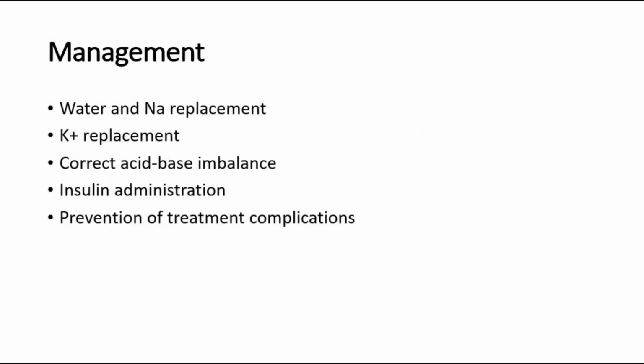So the principle of management is these 5 things listed over here. To prevent further dehydration, we have to give water and sodium replacement. Secondly is the potassium replacement to prevent hypokalemia. We also correct the acid-base imbalance to reduce the metabolic acidosis. We give insulin, and also insulin is to reduce the hyperglycemia and also prevent the treatment complications, which I will talk about later.